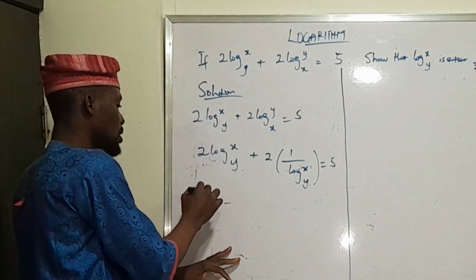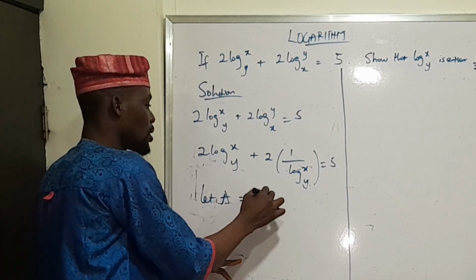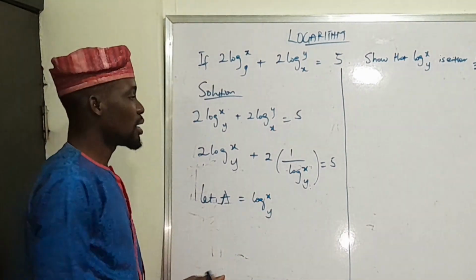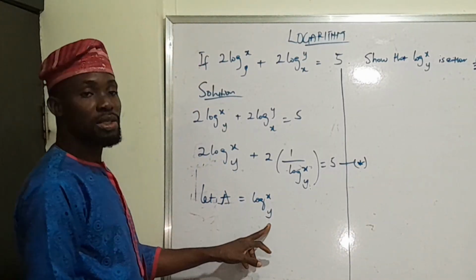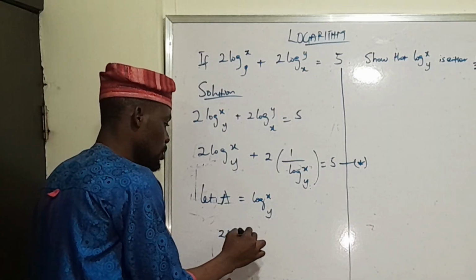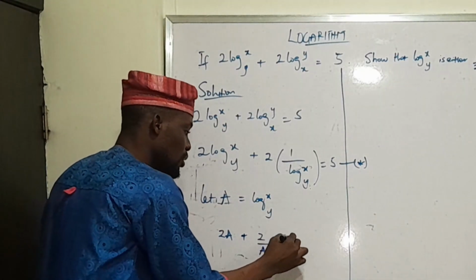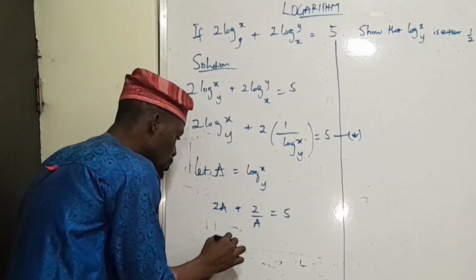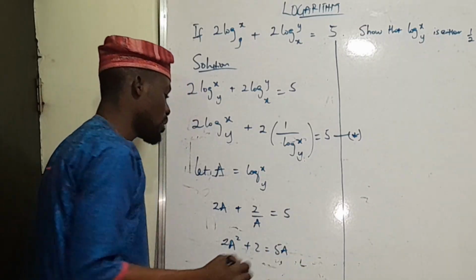So now what do I see? Let a be equal to log x base y. If a equals log x base y, this is my new equation, star. I can call it like that. If a equals this, what do I have? I have 2a plus 2 over a, all equals 5. Multiply all through by a to cancel the LCM, and it becomes 2a squared plus 2 equals 5a.